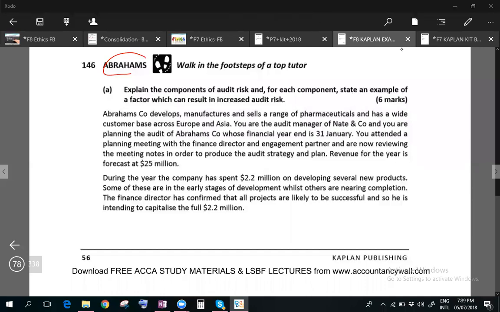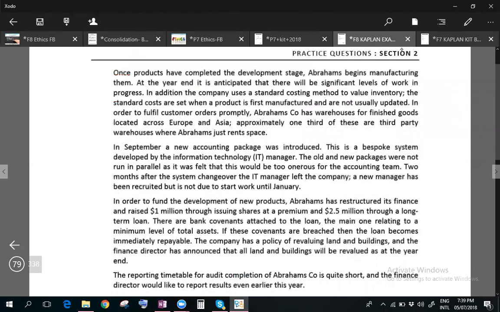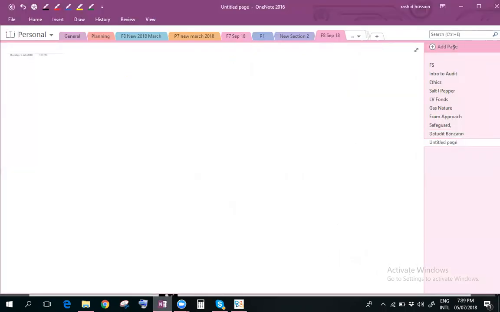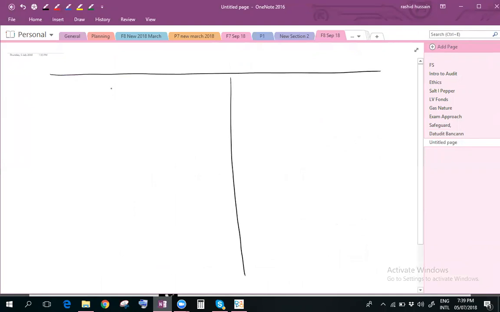Abraham is question number 146, and let's go to the requirement first. As I said, the requirement is: using the information, identify and describe 5 audit risks and explain the auditor's response to each risk in planning the audit of Abraham's company. Just like the ethics question, we will be putting 2 lines. Here we're going to write the audit risk, and then we are going to write the response.